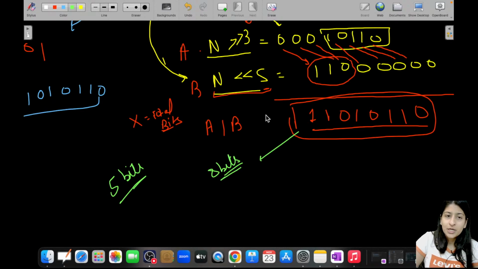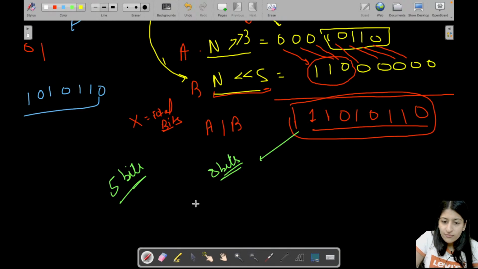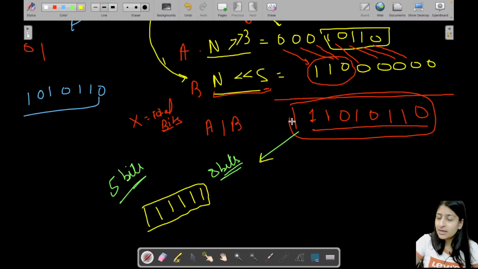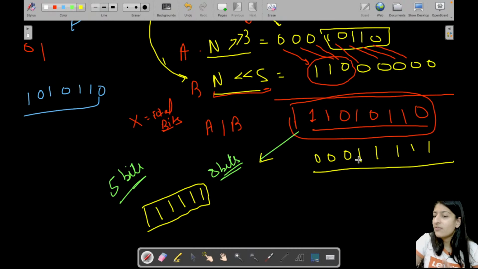Can't you do one thing, that you do a bitwise AND with a number which contains 5 ones in its bits, as it only has 5 bits out of 8 bits. So if I only want a number having 5 bits, do one thing: 1 2 3 4 5, and the rest will be 0, right? If I choose a number which has 5 ones in its bits, what kind of number will it be? It is basically 2 to the power 0 plus 2 to the power 1 plus 2 to the power 2 plus 2 to the power 3 plus 2 to the power 4.